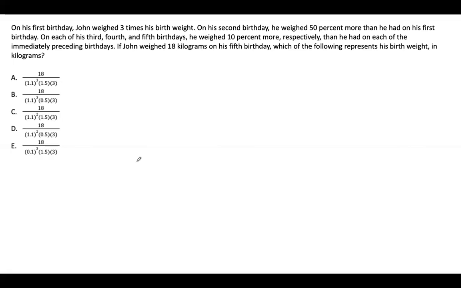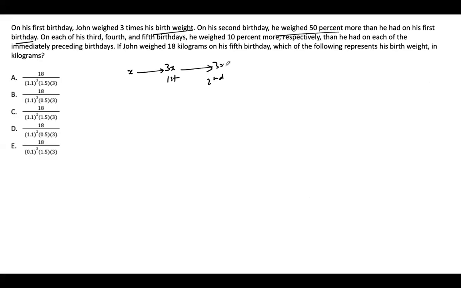Explain the question. On his first birthday, John weighed 3 times his birth weight. What is his birth weight? Let's say X. On the first birthday he weighed 3X. On his second birthday, he weighed 50% more than he had weighed on his first birthday.